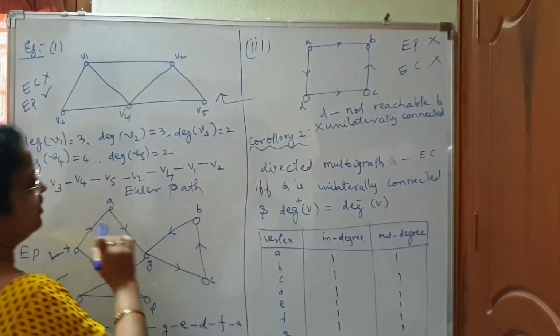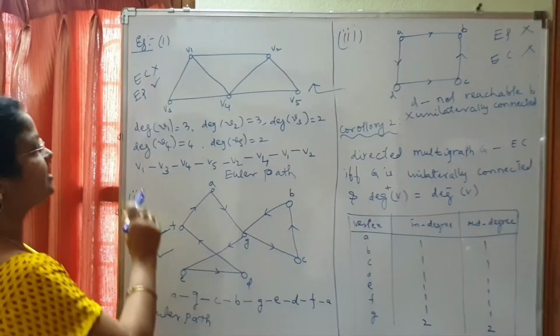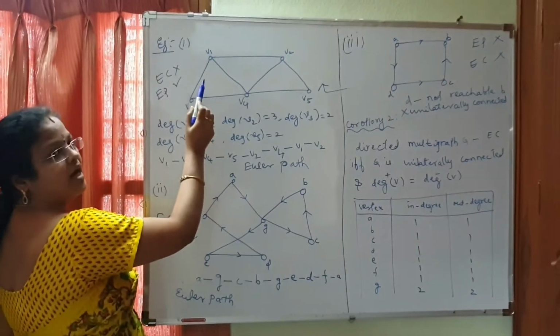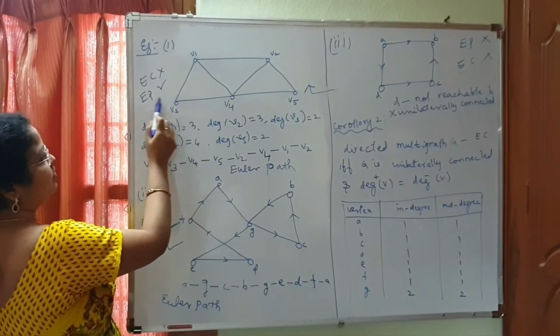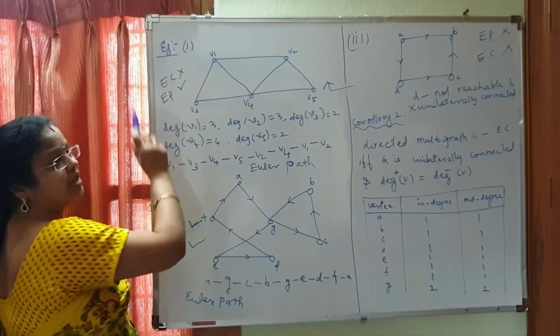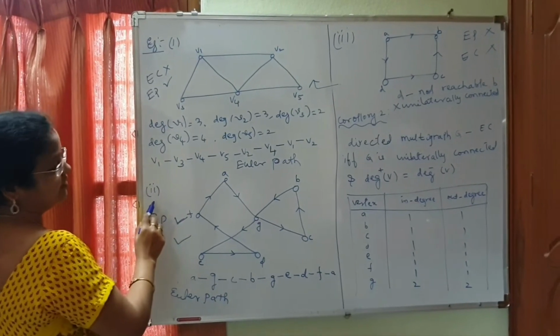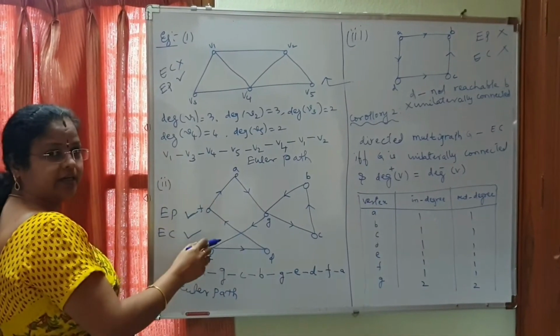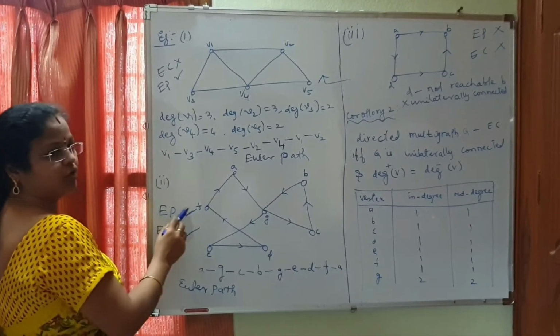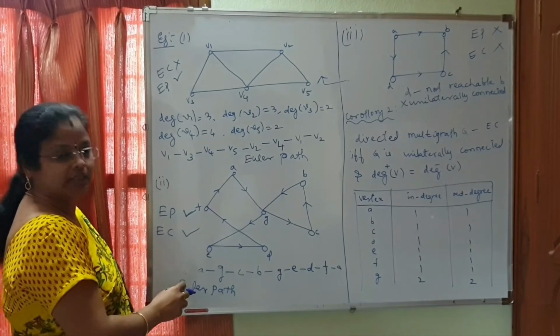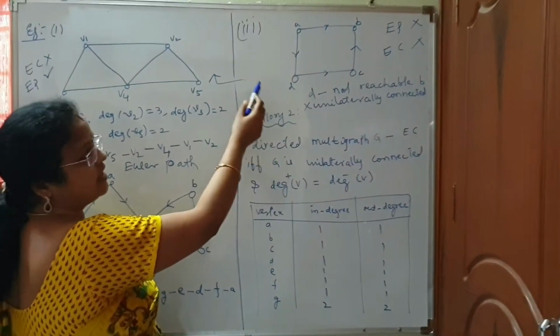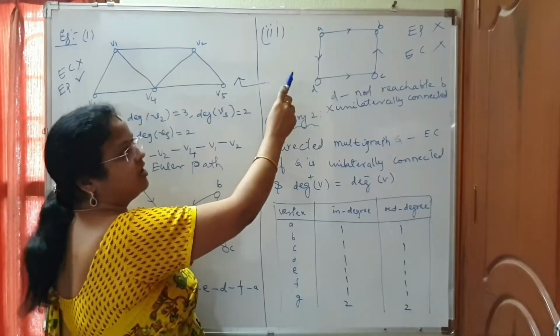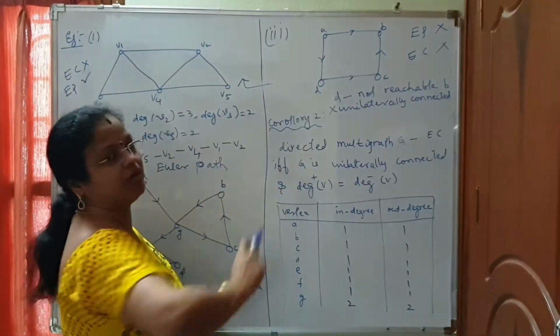So just now I have covered three different examples. The first one is an undirected graph having an Euler path and no Euler circuit. Here we have taken another example, a directed graph in which we have both an Euler path as well as an Euler circuit. And here I have taken another example for which we have no Euler path and no Euler circuit.